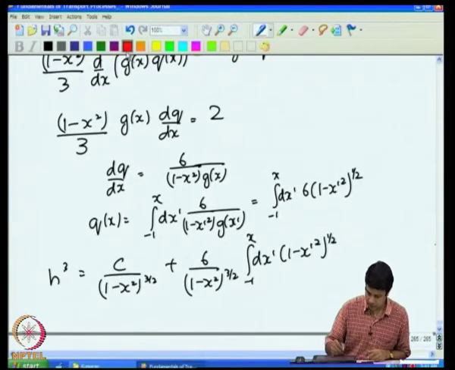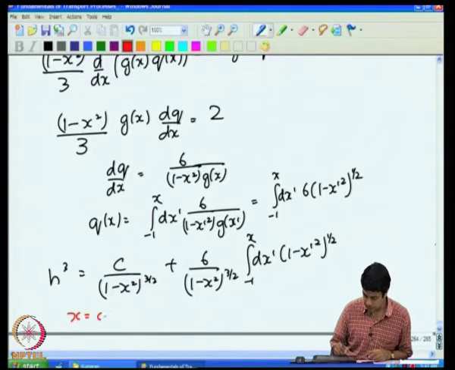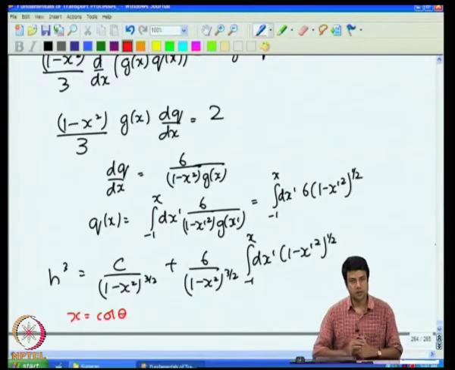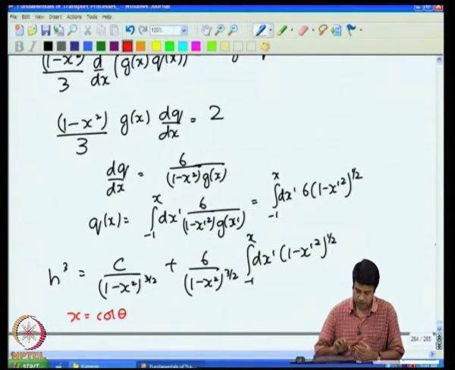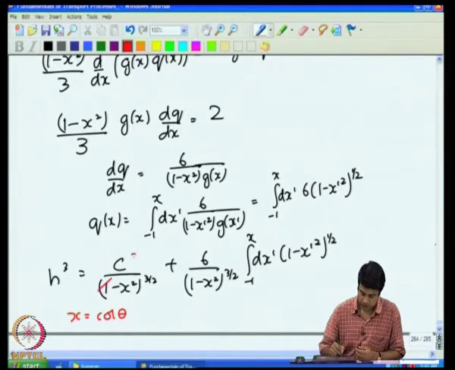Note that here we have used x is equal to cos theta. So, theta is equal to pi means x is equal to minus 1. So, at the value x is equal to minus 1, the boundary layer thickness should be finite. That would require that this constant has to be equal to 0.